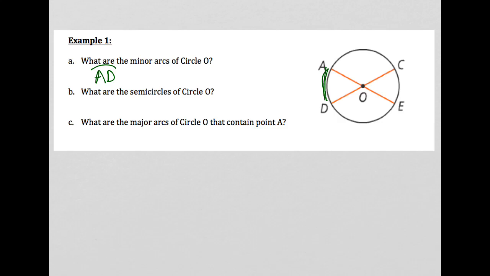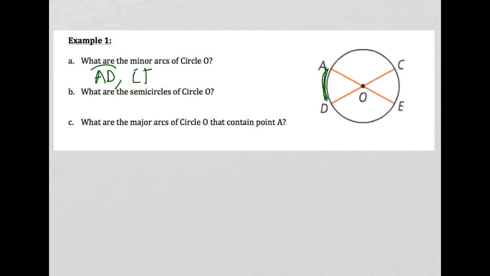And we know we're talking about this because if I was trying to go all the way around from A to D this way, I'd have to at least have one of these points listed in between to make sure that I know I'm going that way. If I don't have a point listed, that should imply that I'm going from A to D in this direction. Another minor arc. You can pause it if you want and try and write the ones down that you see and see if you get it correct.